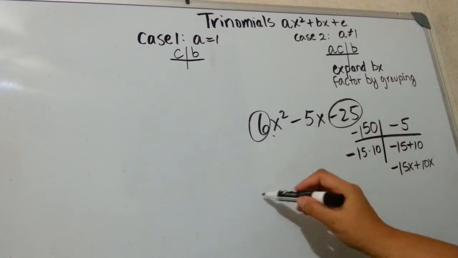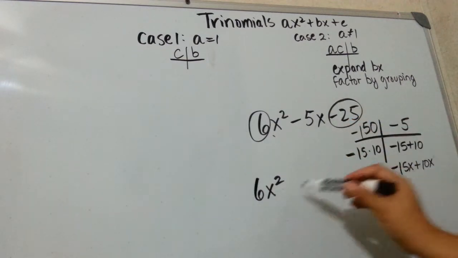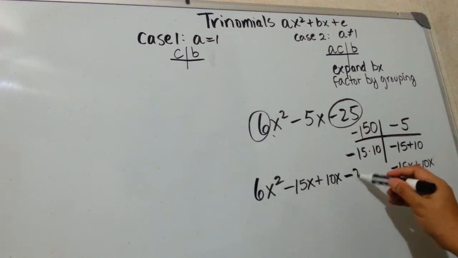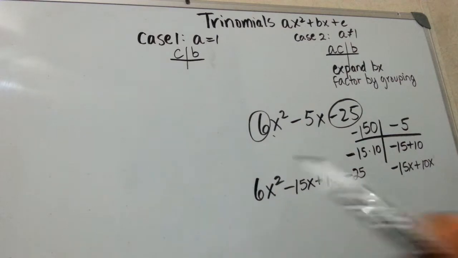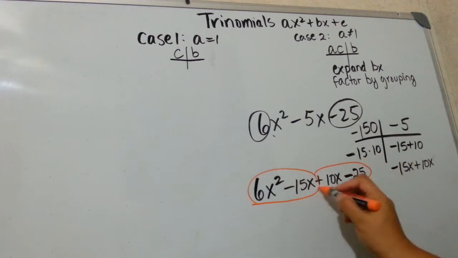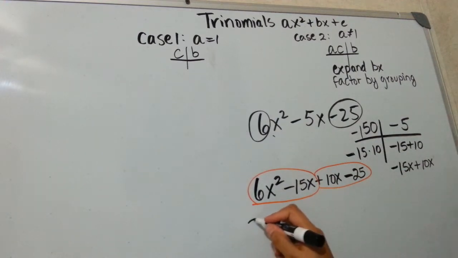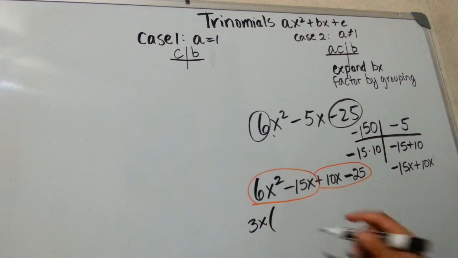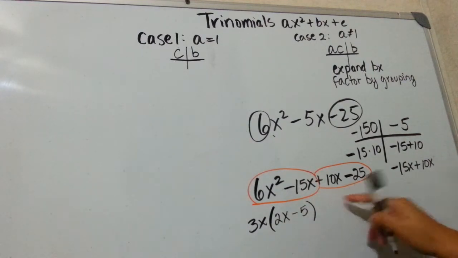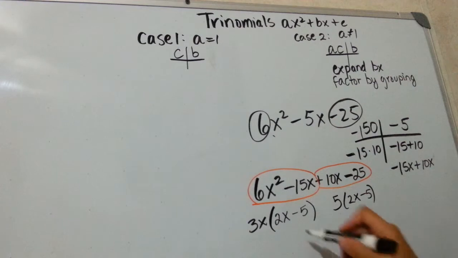Right, so the 6x squared stays the same. Instead of minus 5x, I'm going to write this. And then the minus 25 stays. And now I'm going to factor by grouping. What can I pull here? I can pull a 3 and an x. And what can I pull here? I can pull a 5. And voila. You see how they match?